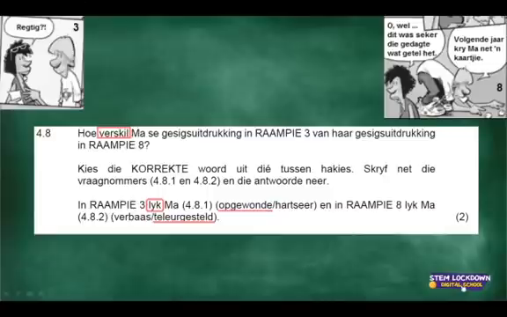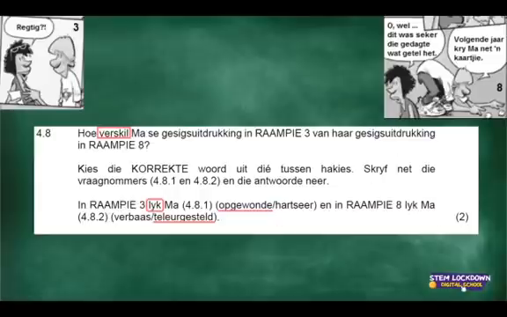Now we look at raampie 3. Now a lot of you know hartseer is heart sore. She definitely doesn't look heart sore in frame 3. Therefore, if you didn't know what this word meant, sorry, you can pick it because we know hartseer, heart sore, that's not how she looks. The word opgewonde means excited. Sy is opgewonde. En in raampie 8 lyk ma verbaas of teleurgestel.